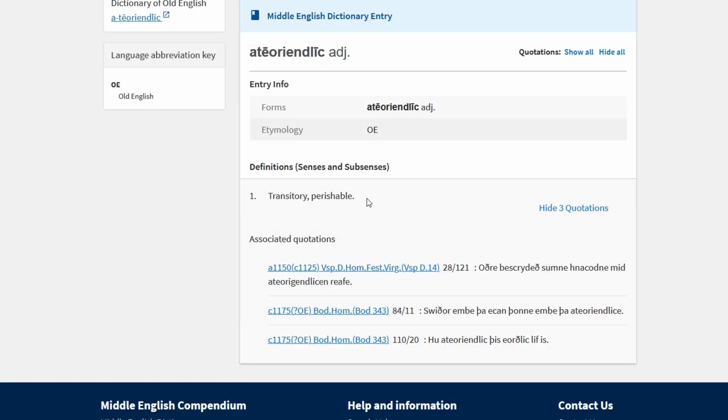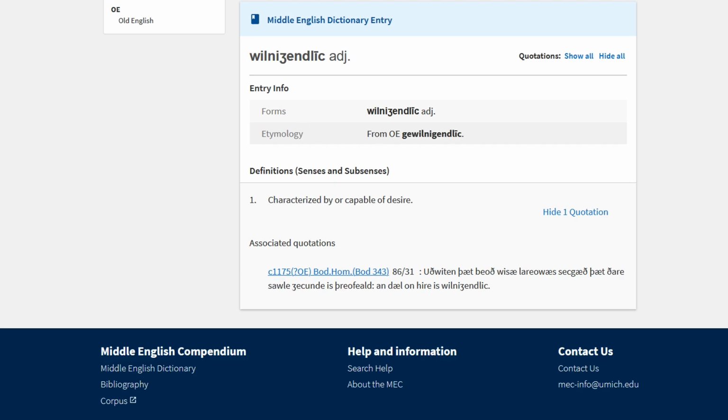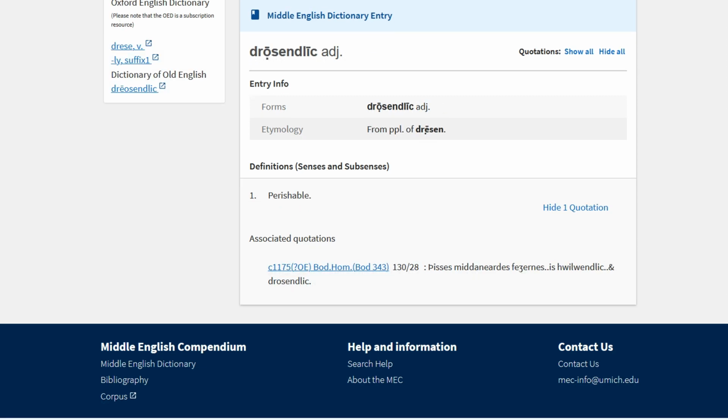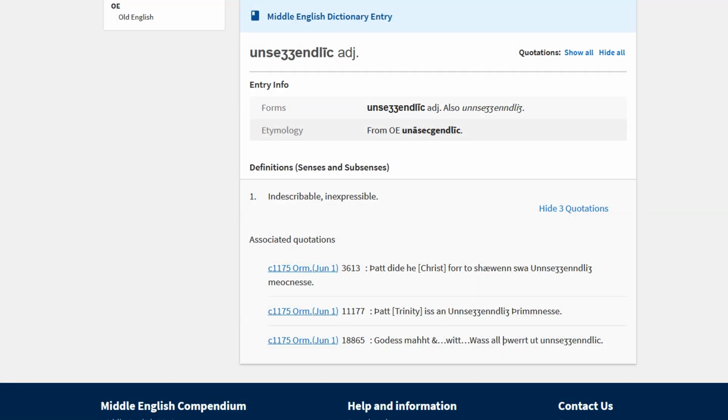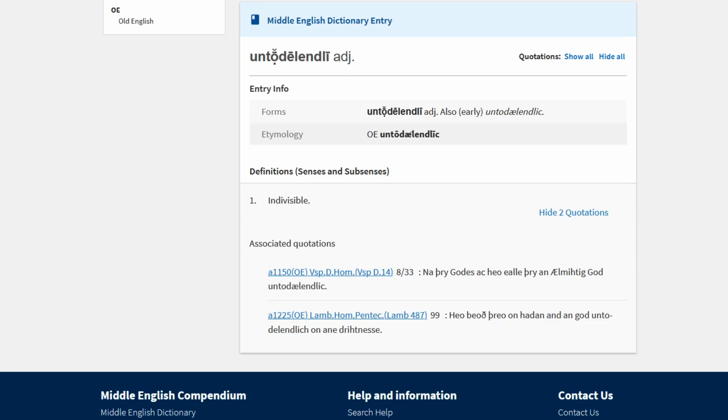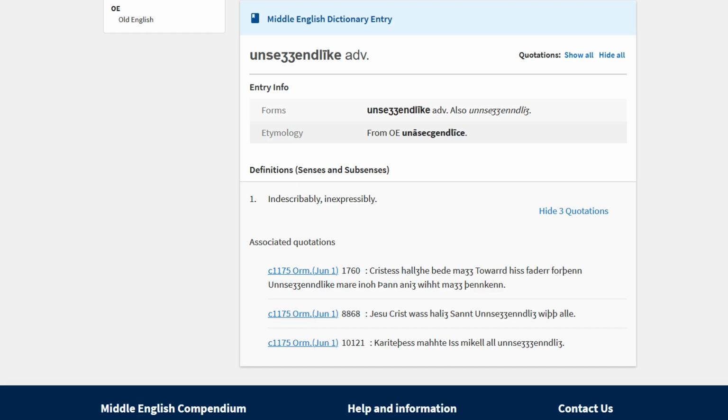So let's look at some examples. Here is perishable. So this would be kind of like capable of perishing, capable of a desire. This is probably more like capable of terrifying things. Perishable again. Unable to be described. Unable to be overwon. To be breached. Incapable of being dealt up. Incapable of being described.